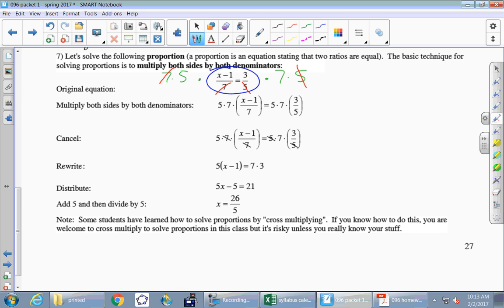And so all we're going to do is rewrite what remains. I've got a 5 there. I've got an x minus 1, a little multiplication dot, equals, and then on the right-hand side, there's a 3, and then a 7 just sort of lingering.